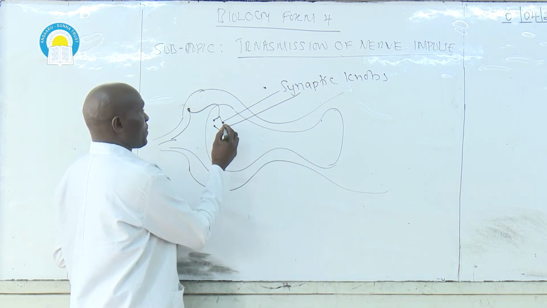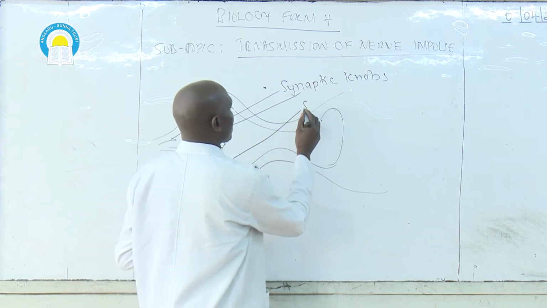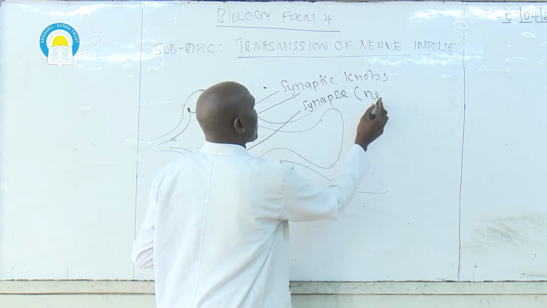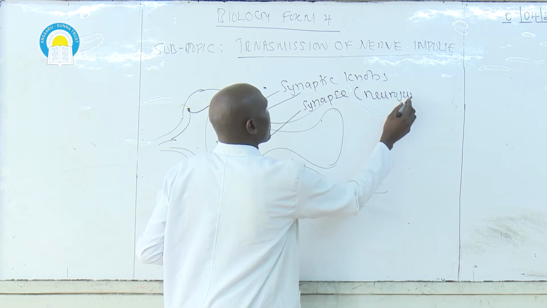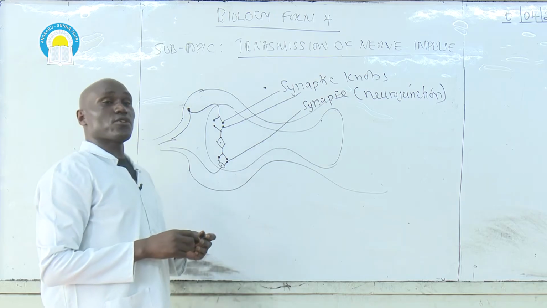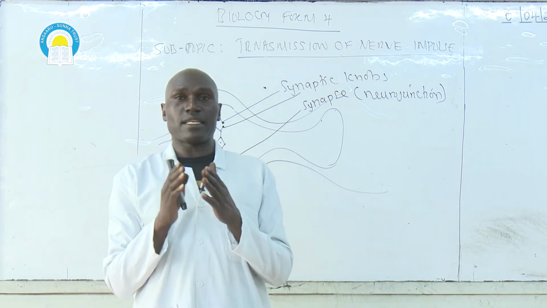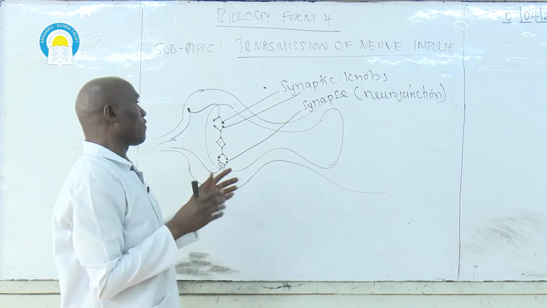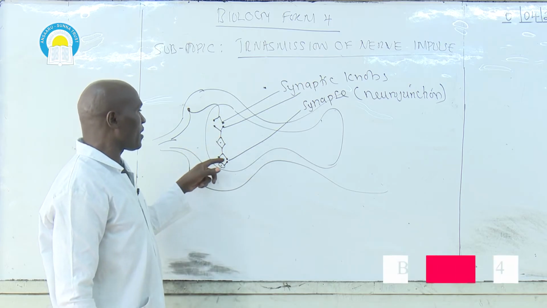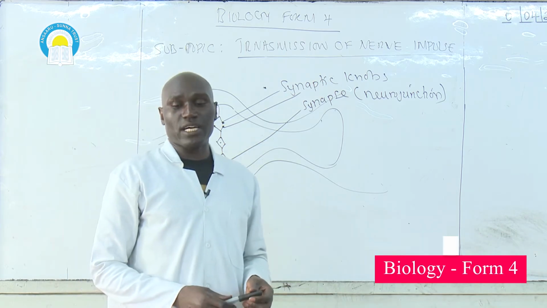The junction, the space in between synaptic knobs, is what we call synapse or neurojunction. So a neurojunction simply means a space in between synaptic knobs of two different neurons. So the gap in between there is what we call synapse or neurojunction.